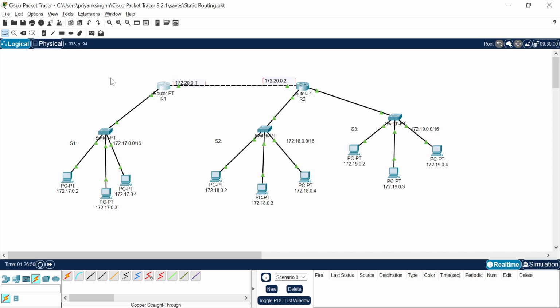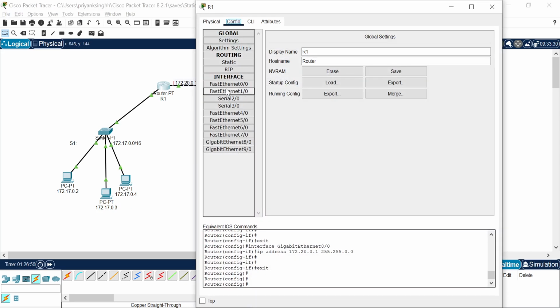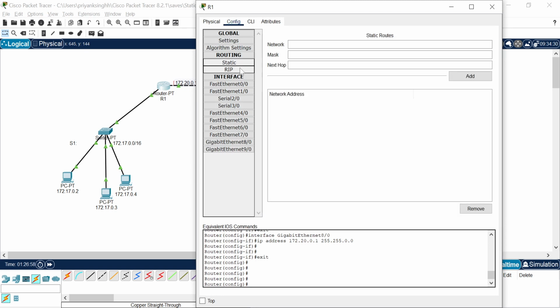Hi guys, in this video I will demonstrate static routing. There are two options available over here. First one is static routing and second one is RIP, that stands for Routing Information Protocol. In case of static routing, we have to mention network IDs, their mask and next hop values over here. So we have to populate our routing table manually.